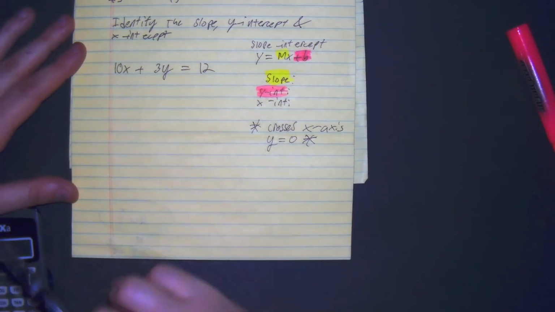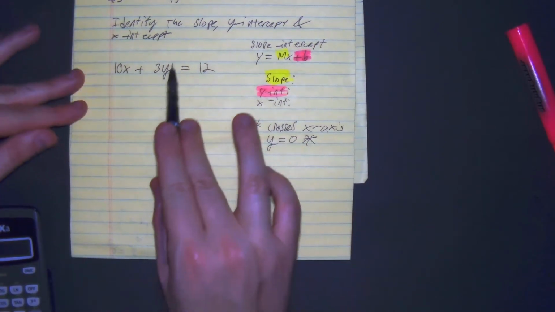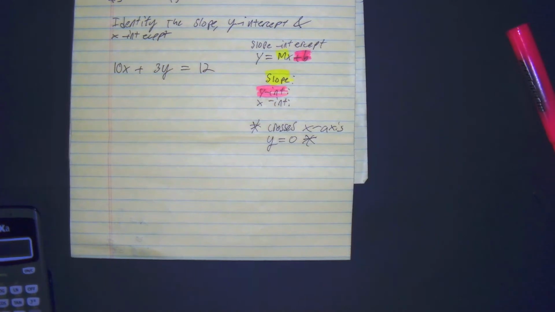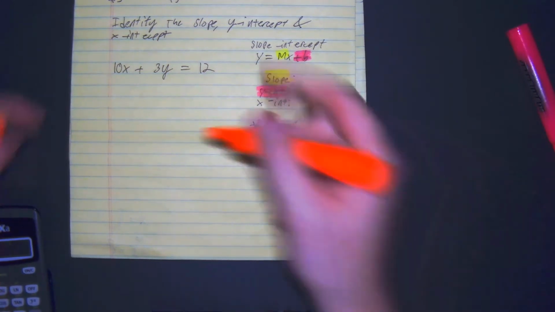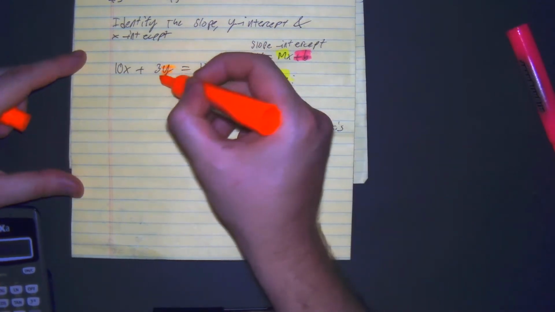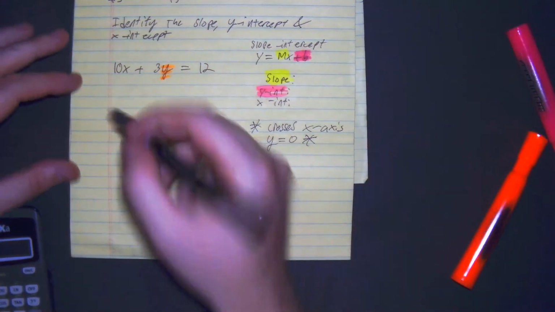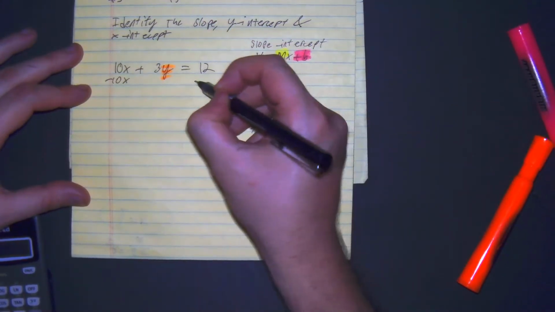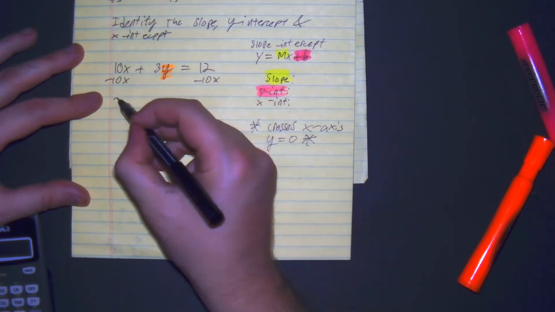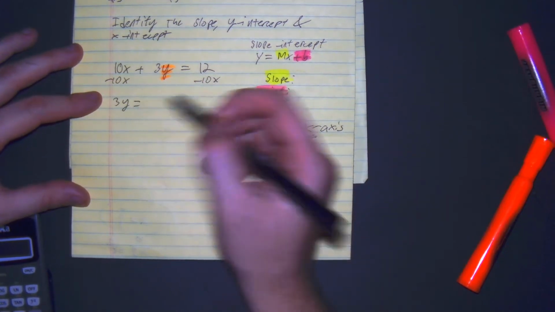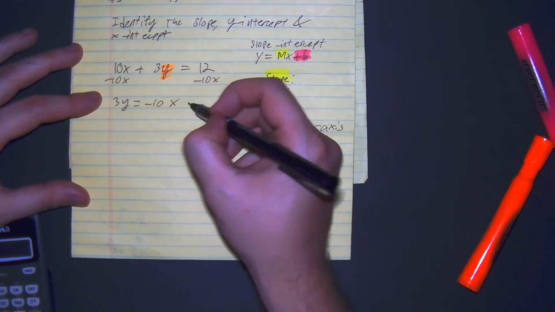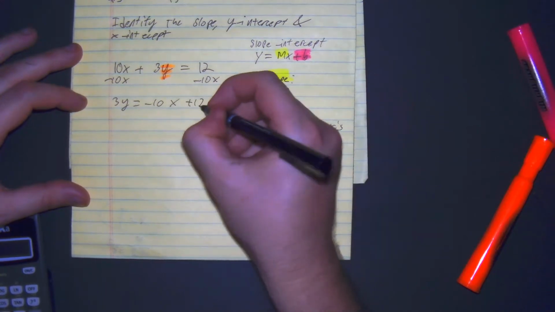We have two coefficients. I want to get the x to the other side because the goal, again, always the goal, is to get this y by itself. So first, subtract 10x from both sides. You get 3y is equal to negative 10x plus 12.